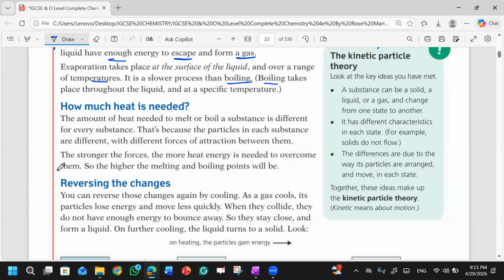And in which substance do you need more heat? Obviously, in the substance where there are strong forces. Just like if we talk about milk and water, we say that water has a higher boiling point. Why? Because water has stronger interactions as compared to milk.